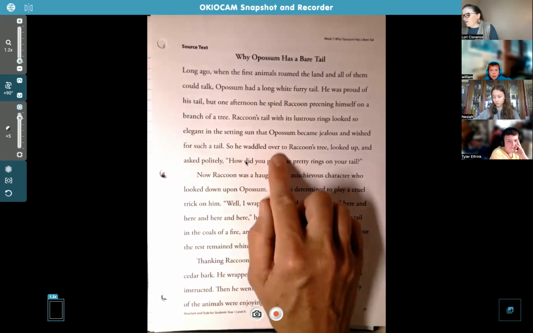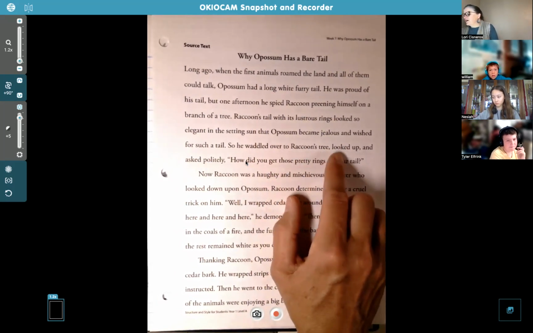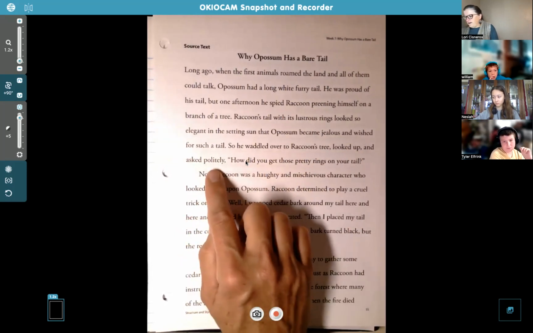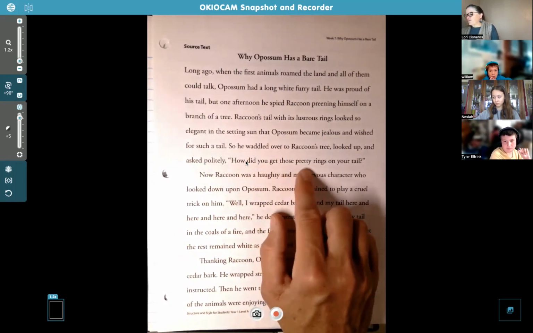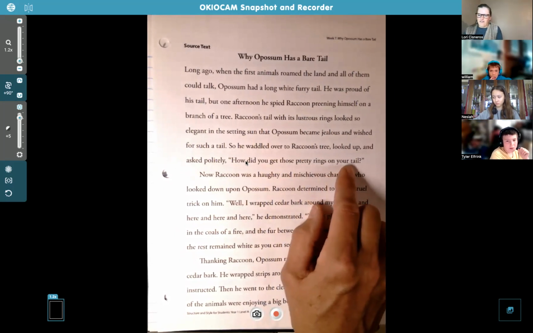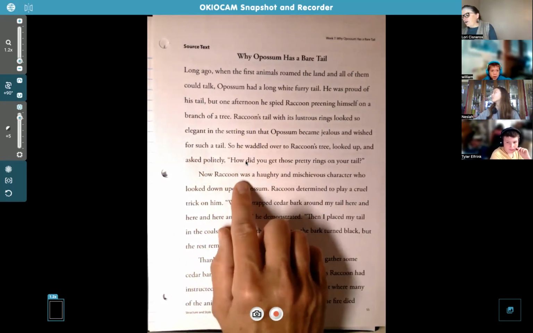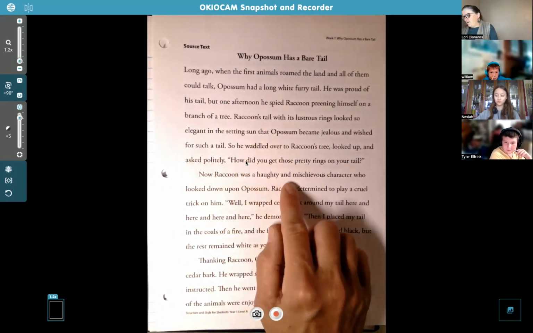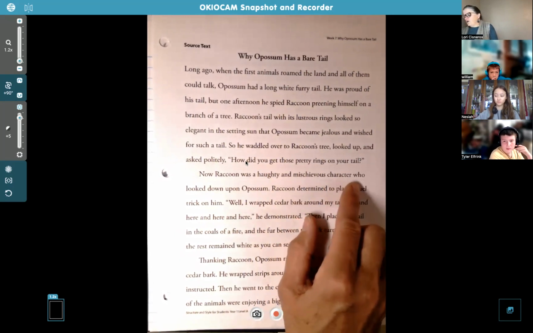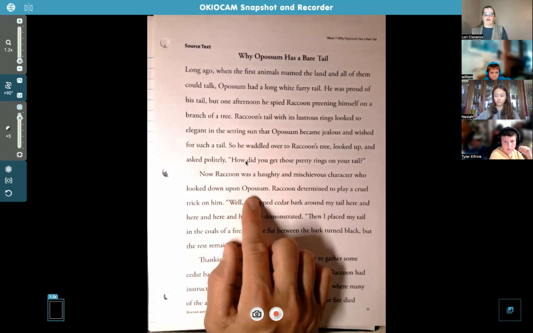So he waddled over to Raccoon's tree, looked up, and asked politely, "How did you get those pretty rings on your tail?" Now, Raccoon was a haughty and mischievous character who looked down upon Opossum.